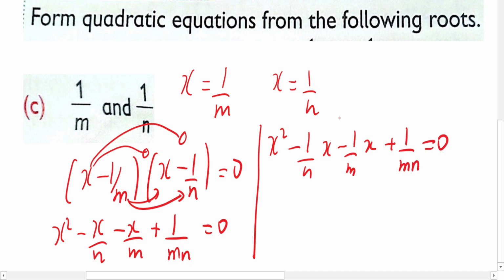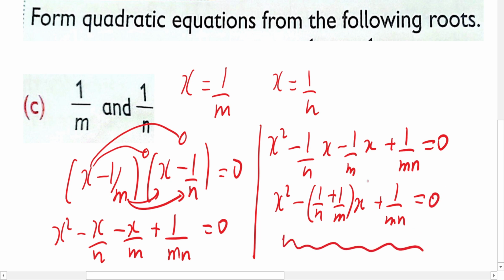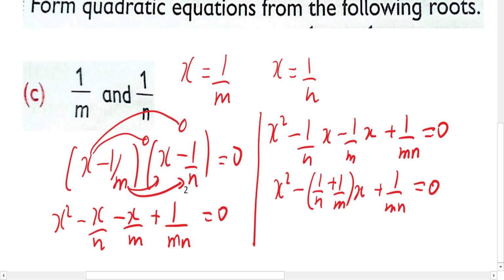Now, basically, you can write it like this: x squared, and put in brackets. You can write it like this: minus into bracket 1 over n plus 1 over m, times x plus 1 over mn equal to 0. So that's one way, or you can prefer to leave it this way. So that is the answer to that question.